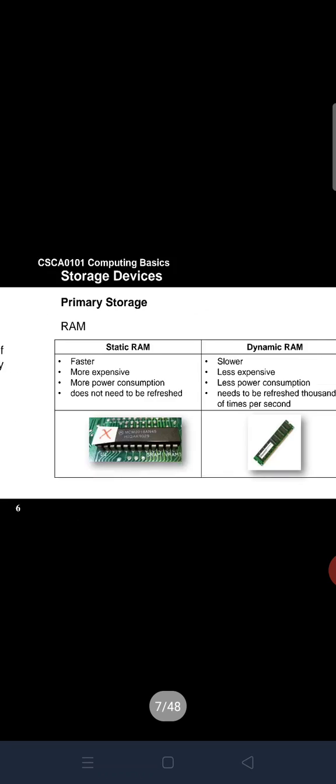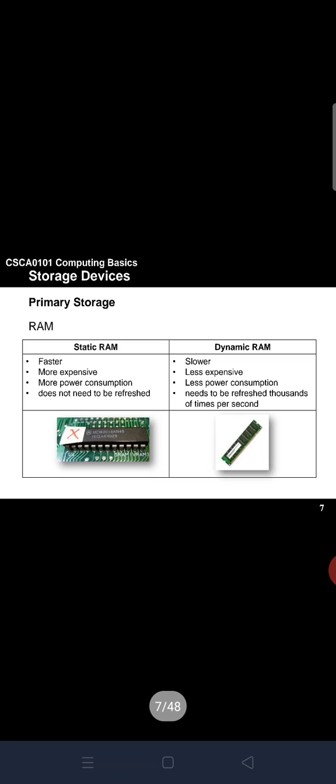RAM stands for random access memory because any of the data in RAM can be accessed just as fast as any of the data. Randomly, you can access data from any address or any location of the RAM in the same amount of time. There are two types of RAM: dynamic random access memory and static random access memory.